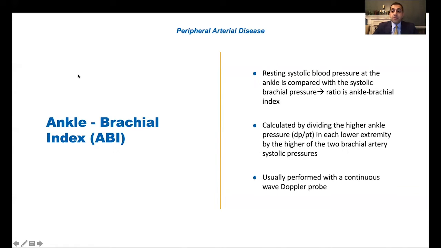It's a very simple test involving a blood pressure cuff and a Doppler. So we use the resting systolic blood pressure from the upper extremities as well as the ankles, and it's a ratio between both of them. In the lower extremity, the Doppler signal and blood pressure cuff measurements are used for the dorsalis pedis and the posterior tibial arteries. And then the higher value of those is used in conjunction with the higher value of the upper extremity brachial arterial pressures to give us a ratio.